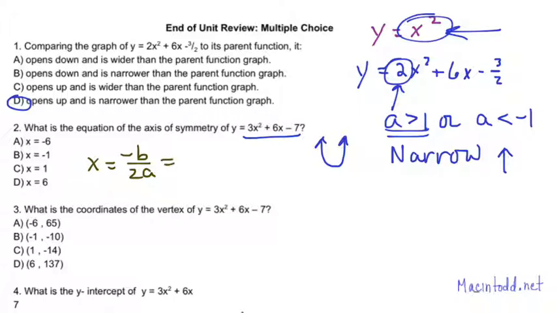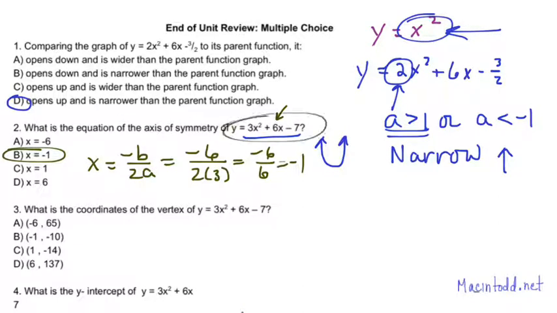So we go negative b, so negative 6. Remember, b is right next to the x there. Over 2 times a, which is 3. So negative 6 over 6, x is negative 1. That's all we have to do. There's lots of alternatives for this thing. You could also throw it into your calculator and take a look. Of course, that would be pretty weak because we don't need a calculator to do negative b over 2a.